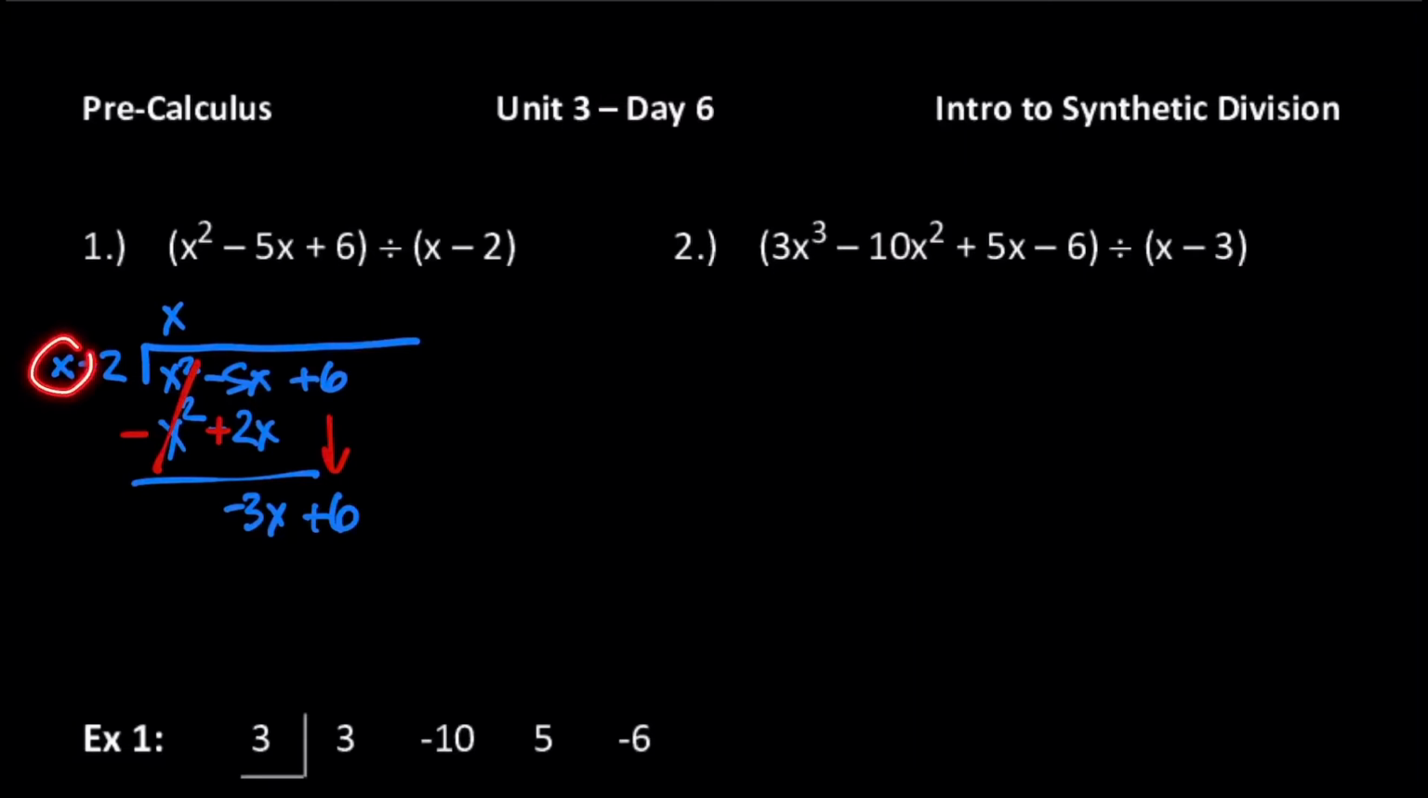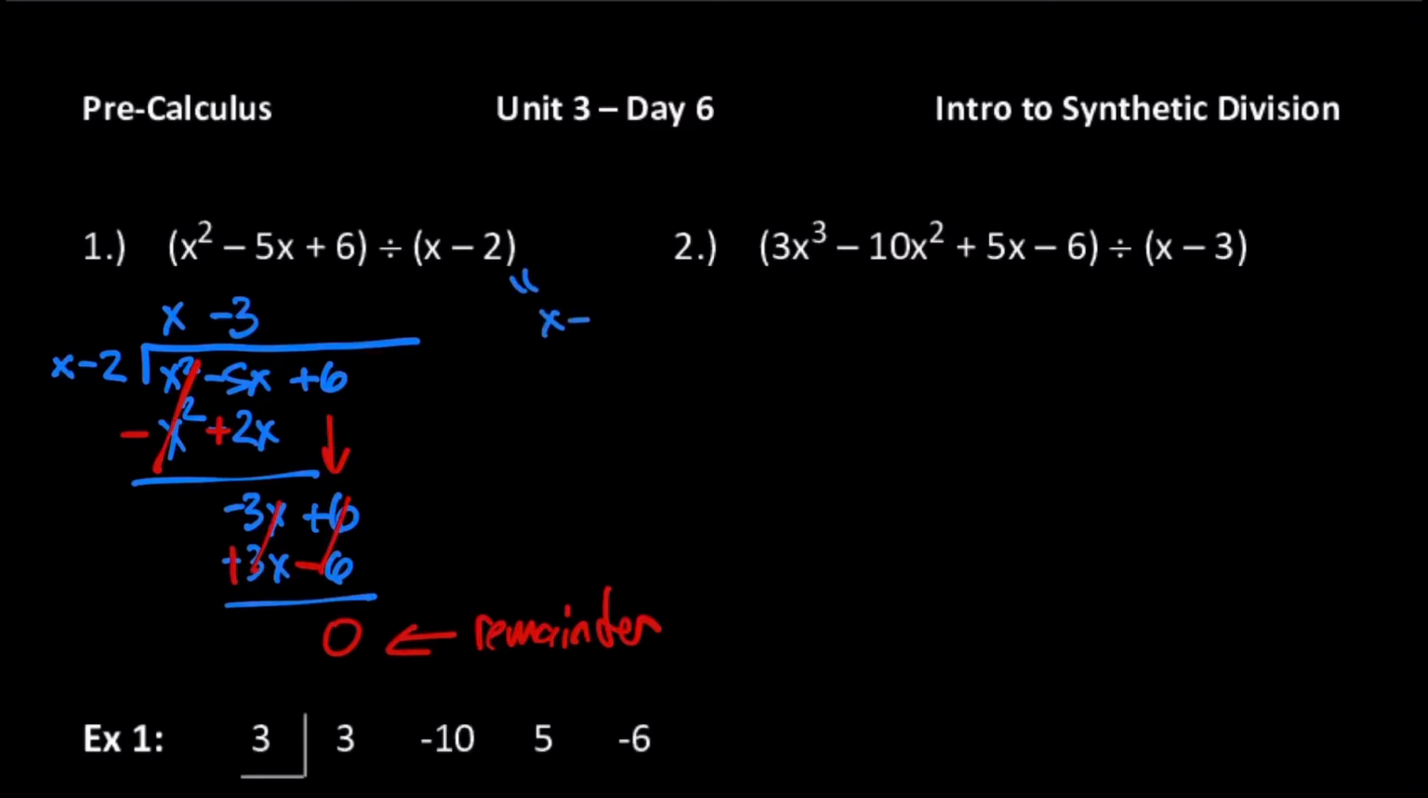Ask yourself, how many times does x go into negative 3x? Well, that answer is negative 3. Then I multiply negative 3 times both of these. So that's going to give me a positive 6 and negative 3x. Now remember, I didn't subtract yet. Now I subtract, change both signs, and if you notice, everything cancels and I get a 0. That is your remainder. So the answer to this question, when I take x squared minus 5x plus 6 divided by x minus 2, the answer is x minus 3.